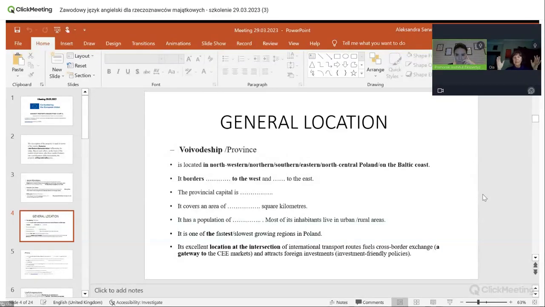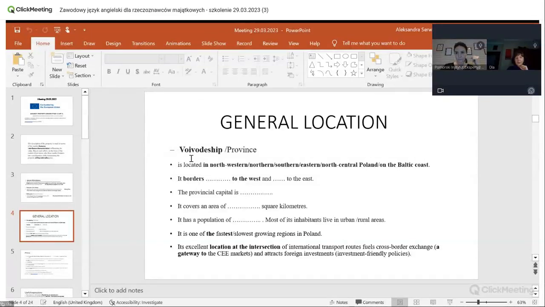So I hope everyone can see it, and I will use this slide from my computer. So we start with the general location and with the description of the voivodeship or province. And here I would like you to pay attention to prepositions and articles. Prepositions are words like in, to, of, at, on. They always create problems. And articles are words like a and the.